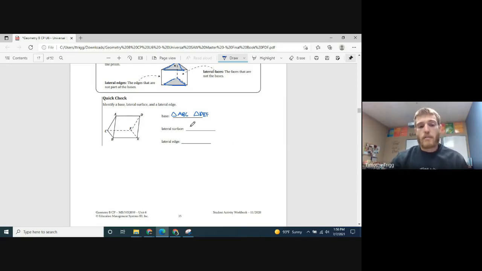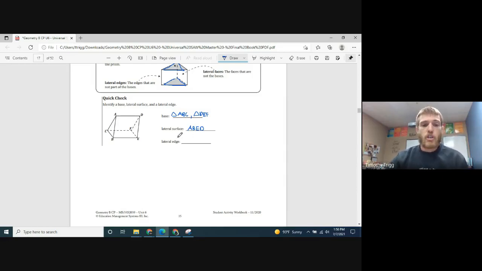A lateral surface are the other surfaces. So a lateral surface is the surface connecting the two bases. So if these two triangles are my bases, a lateral surface connects those two triangles. So the surface ABED would be an example of a lateral surface because it connects my two bases. Now, that's not the only one, right? ACFD is also another lateral surface, and CBEF is another one.